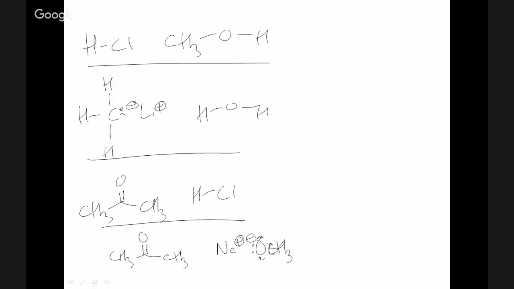Again, another term that we'll use later is electron-rich species reacting with electron-poor species, nucleophiles and electrophiles. Okay, but right now we're focused on Bronsted acid and Bronsted base. Okay, so that's an introduction to reactions.